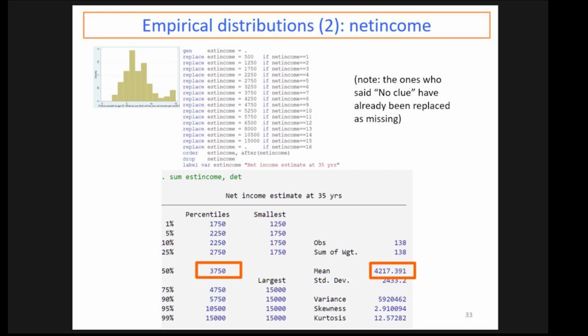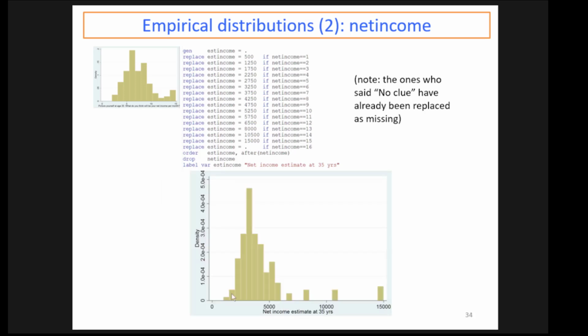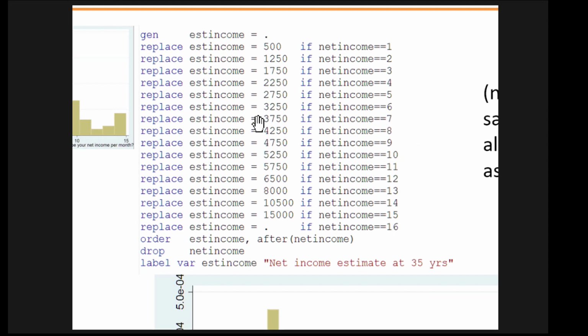That's relatively obvious. There were a couple of people in there, by the way, who said, I have no clue, and I replaced those with missing. It's actually quite important to show. Let me mention this a bit more explicitly. This one over there, net income equal to 16. This is not higher than 15,000. This is when people said, okay, I have no clue. And I replaced the estimated income there with a dot. And a dot in Stata represents a missing value.